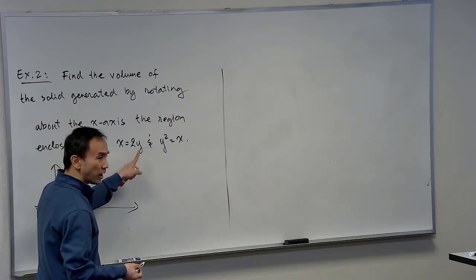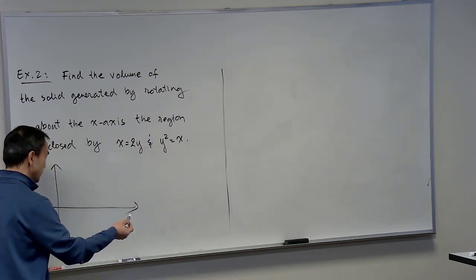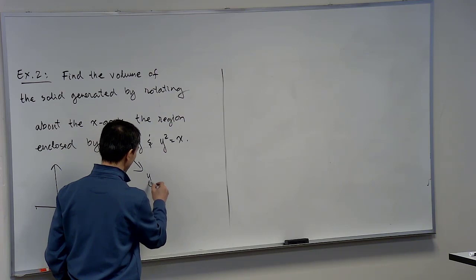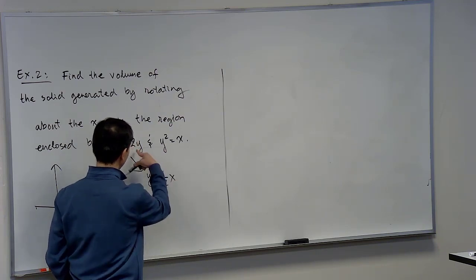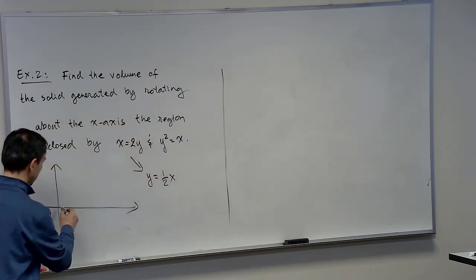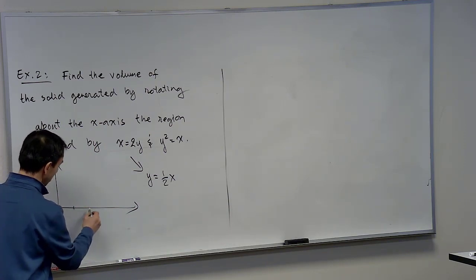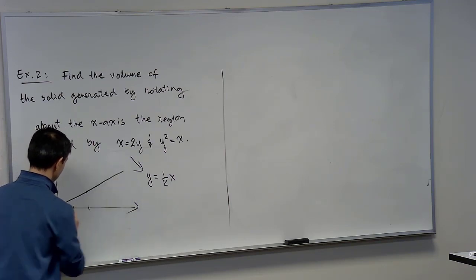x equals 2y. Maybe we're not too familiar with things like that, but you can quickly see that y equals 1/2 x by dividing both sides by 2. That gives us a line with a half slope, so you go 2 over and then 1 up. So there's your line. Good.